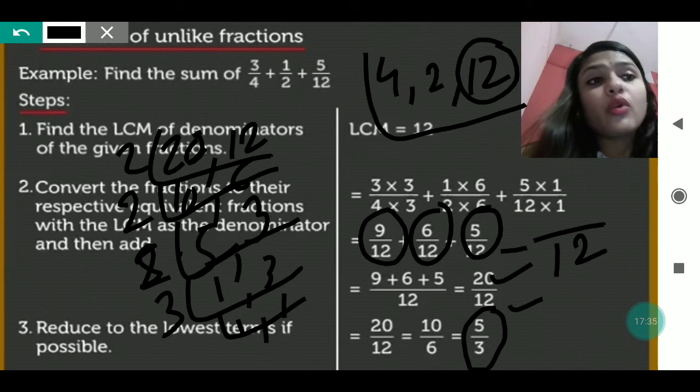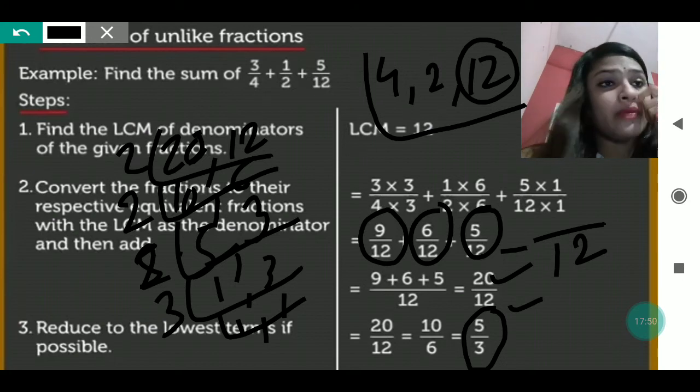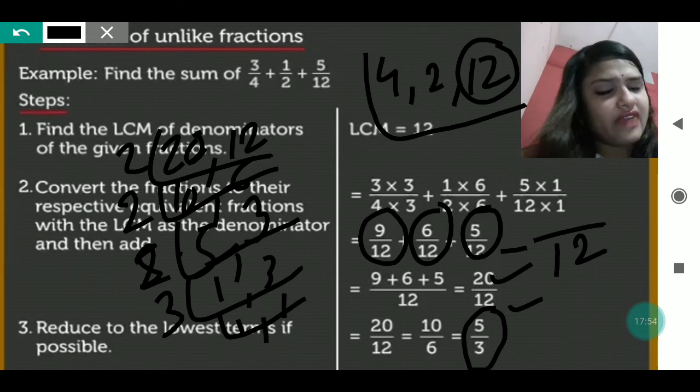So how have we reduced 20 by 12 to its lowest term? By finding the highest common factor, and then dividing the numerator and denominator by the common factor, we have converted that fraction to its lowest term. And now the lowest term of 20 by 12 is 5 by 3.